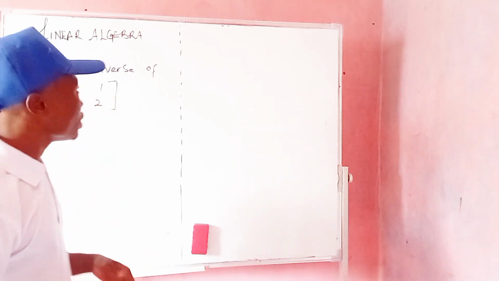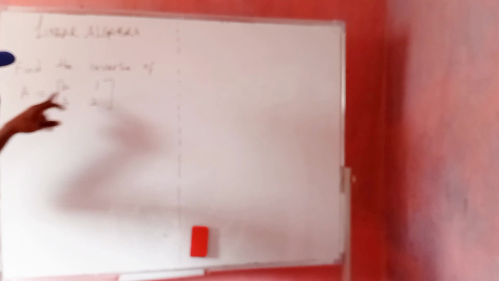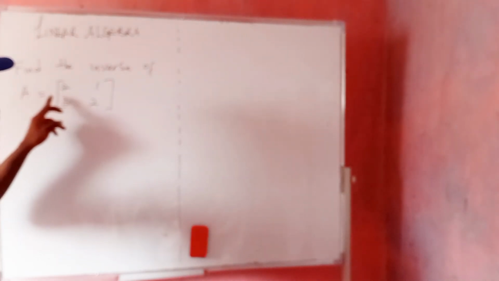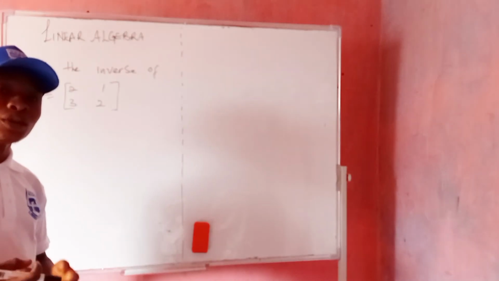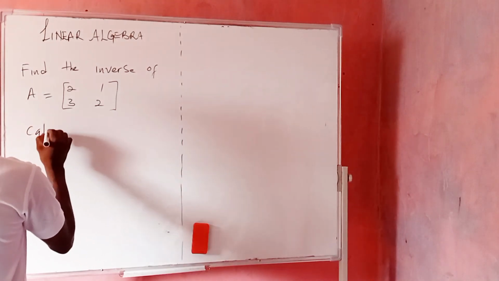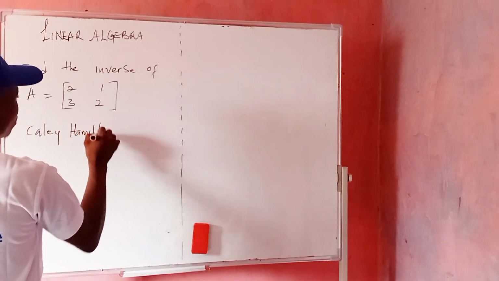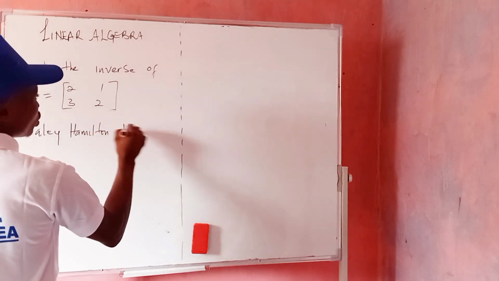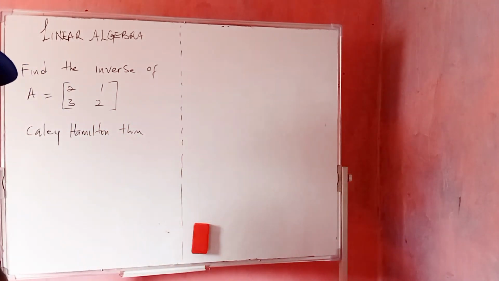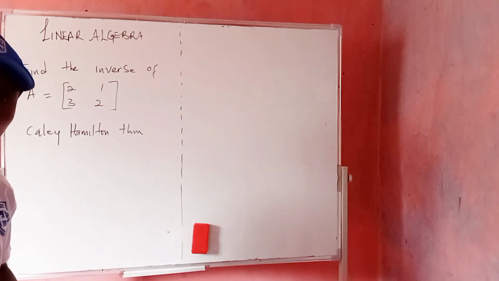In today's lesson, I want us to look at this linear algebra question wherein we are asked to find the inverse of A, which is equal to this matrix. But I'm going to be using a little bit of an advanced method which we call the Cayley-Hamilton theorem. So using the Cayley-Hamilton theorem, the theorem states that every square matrix satisfies its own characteristic polynomial.